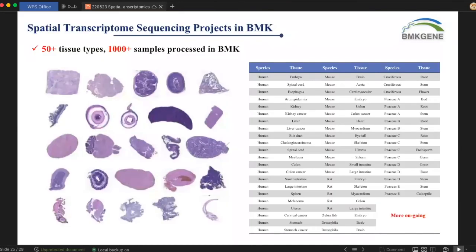So at BMK, we have accumulated a lot of experience on different tissue types and different sample types. I list some of them here. Most of them are human samples like embryos, kidney, or tumors, etc. We have also processed a lot of tissue types from mouse or rat, and we also have experience in plant spatial transcriptomics, and there are more ongoing.